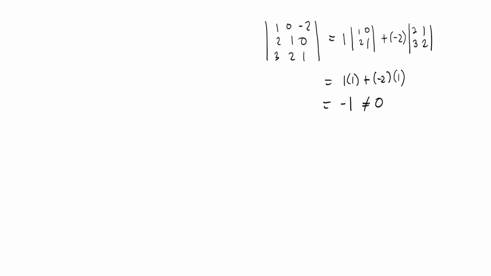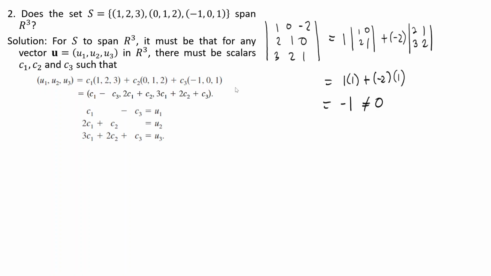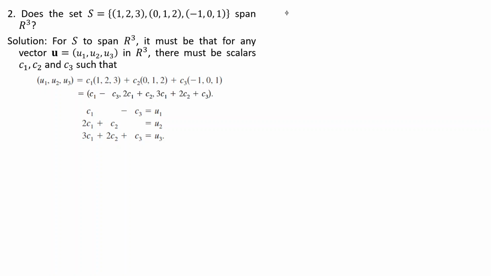Next example, we have, does the set S span R3? So we have this set S. So again, for S to span R3, it must be that for any vector u in R3, there must be scalars C sub 1, C sub 2, and C sub 3 such that this is true. Okay? So this is equal to, we have that. So we obtain the linear system. We have this one. Now we write down the corresponding augmented matrix of this system.